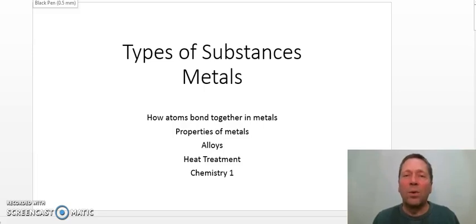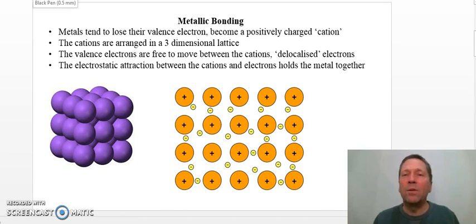Hello everyone. We're looking at types of substances, including metals, and how the atoms in metals bond together very strongly, the properties of metals, and how we can change metals by using alloys or heat treatment. Metals tend to lose their valence electron, that's their outside electron, so they become a positively charged ion called a cation. The cations are arranged in a three-dimensional lattice.